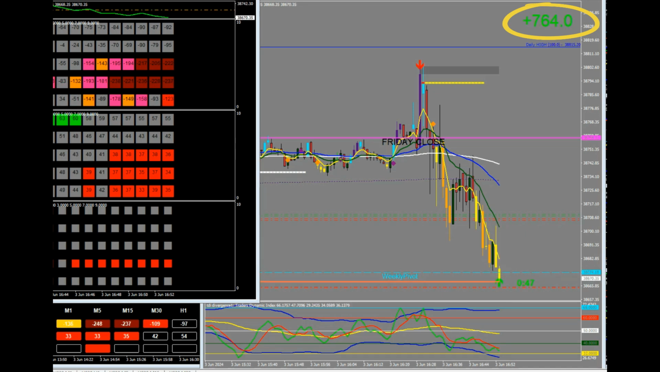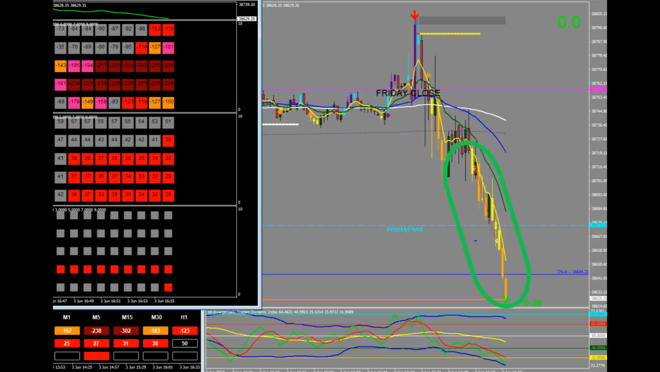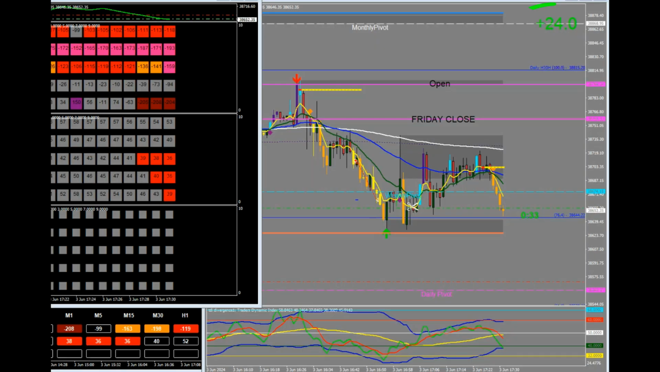Now I know that trade happened really fast, so I wanted to go ahead and drag it out of the trade journal so you could see our entries, you could see our stop losses, and you could see our take profit hit.